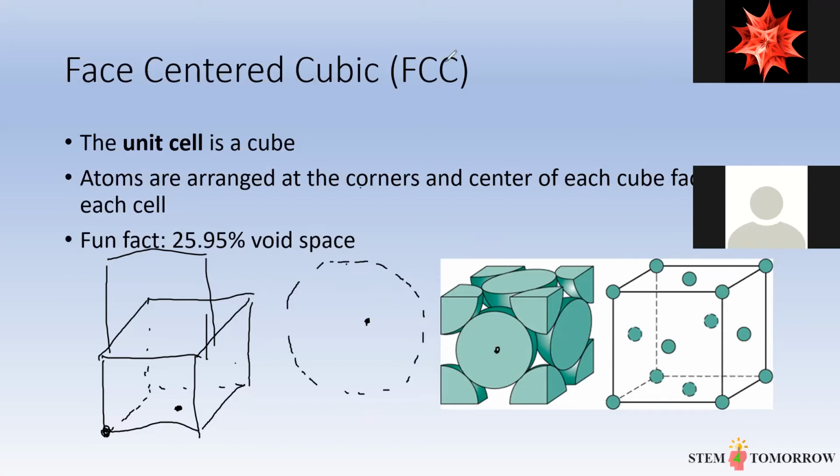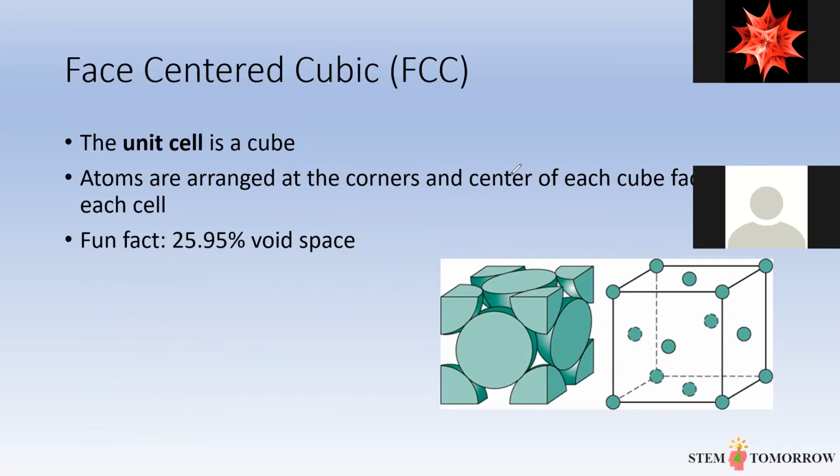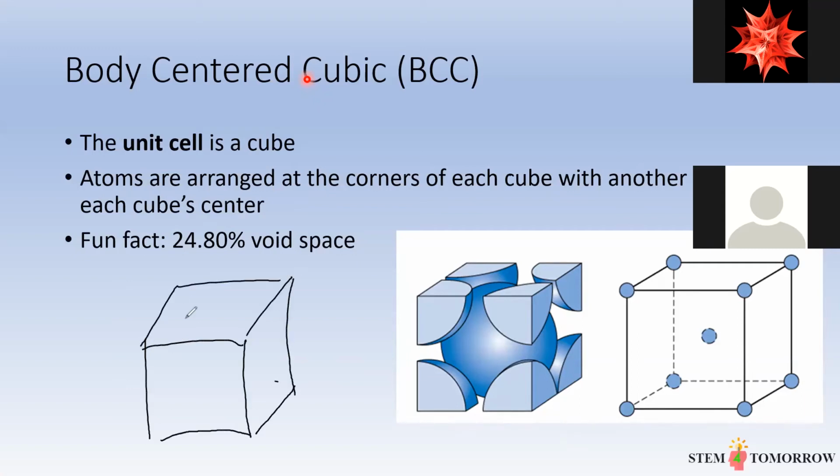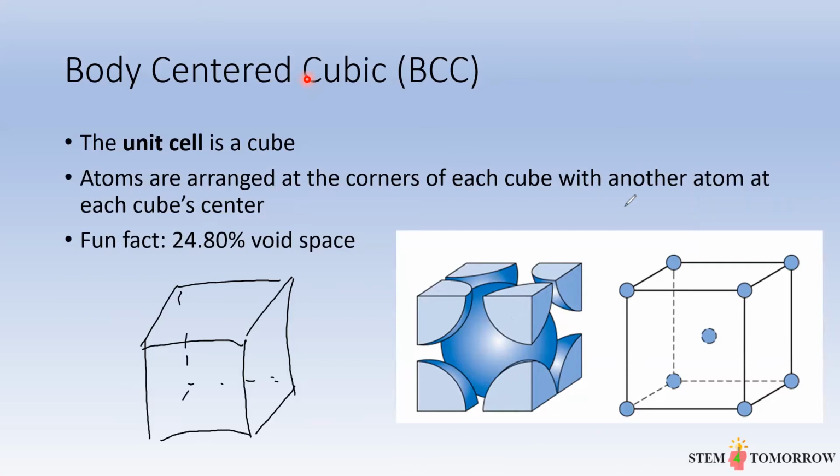So the next type of crystal structure is going to be the body-centered cubic, or BCC. Once again, the unit cell is a cube, but now the atoms are arranged at the corners of each cube. So once again, at the corners, but instead of an atom being on the face of each cube, there's now one in the center of the cube. There's a difference between the center of the faces of the cube and the actual center of the cube, right?